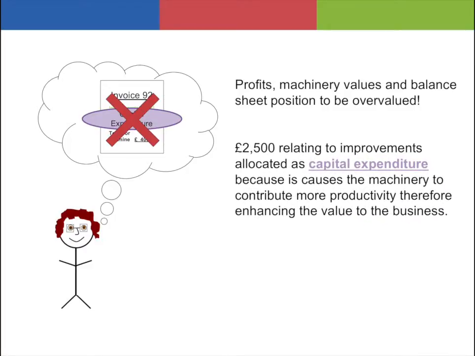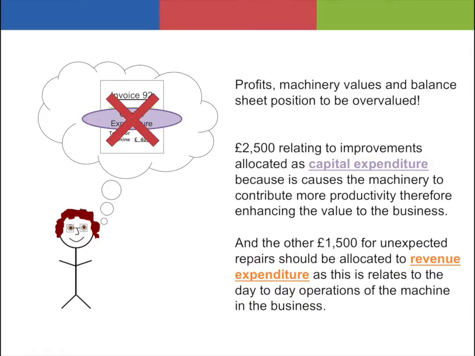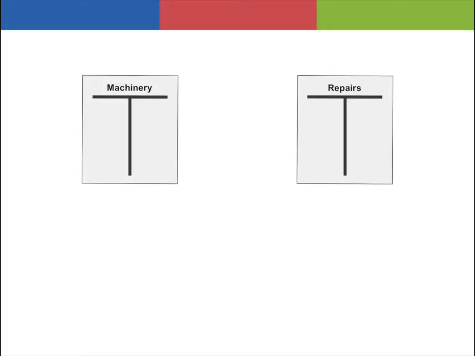£2,500 relating to improvements as capital expenditure, because this is causing the machinery to contribute more productivity to the business and therefore enhancing the value to the business. And the other £1,500 for unexpected repairs should be allocated to revenue expenditure, as this relates to the day-to-day operations of the machine in the business. So in the accounts, the correct accounting treatment will be £2,500 allocated in the balance sheet in the existing total machinery account value, and the £1,500 will be allocated to the profit and loss in the repairs account value.